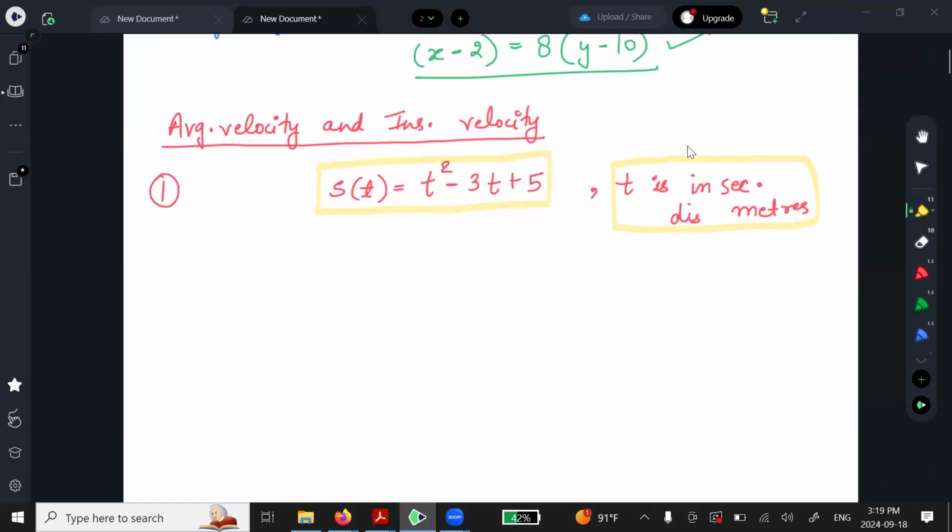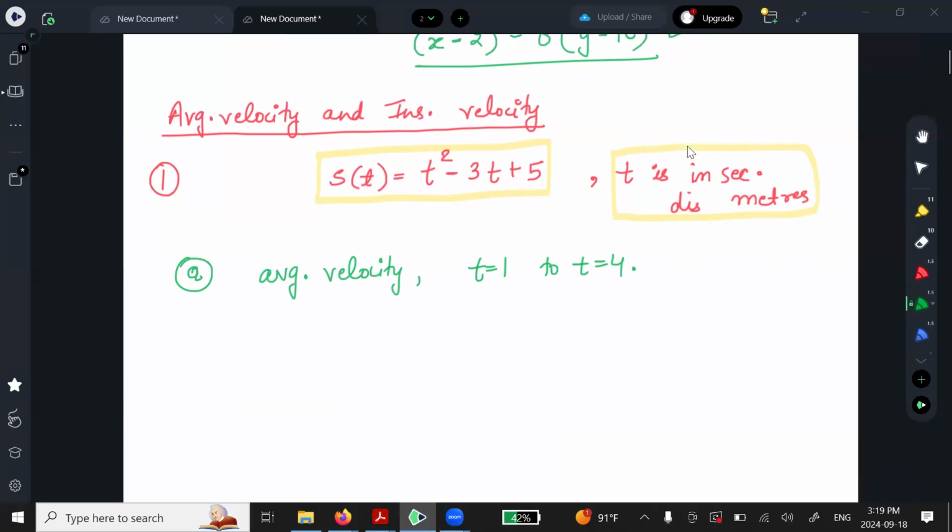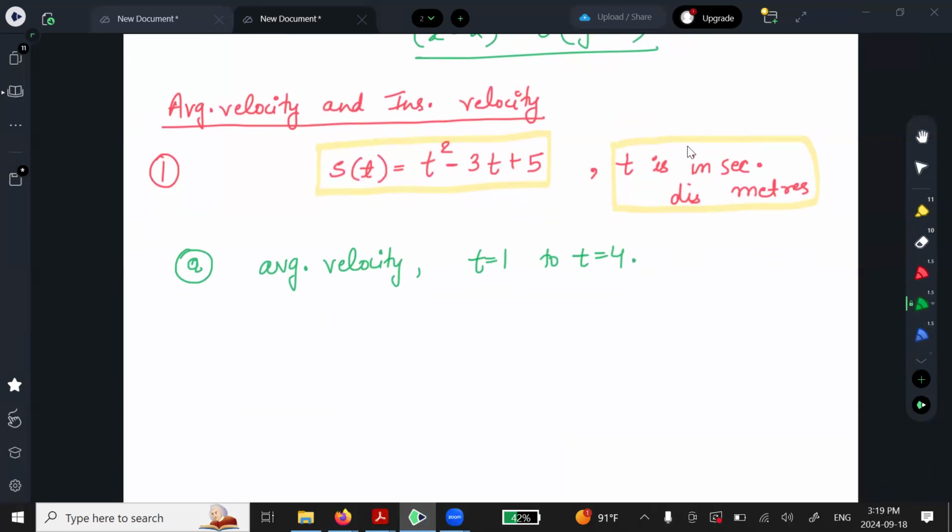So they want, number A, the average velocity from t equals 1 to t equals 4. Every time they ask you the average of anything, velocity, population, price function, anything, they will give you 2 points. Okay, who's going to tell me the formula? Raise hand if you know the average formula.